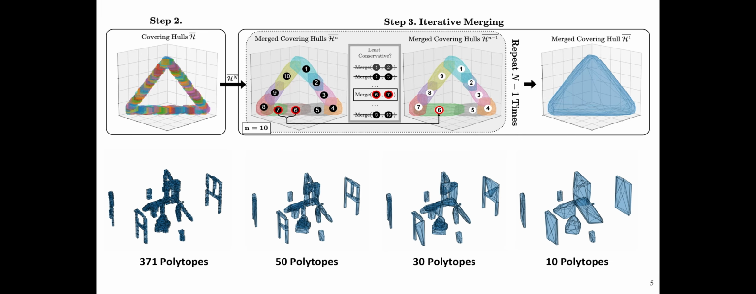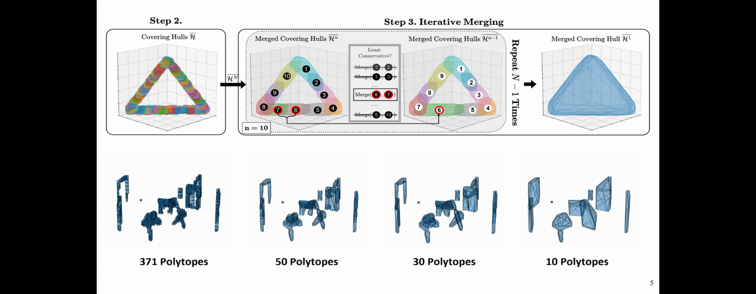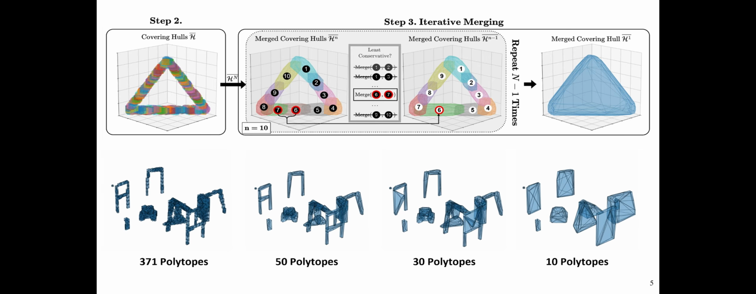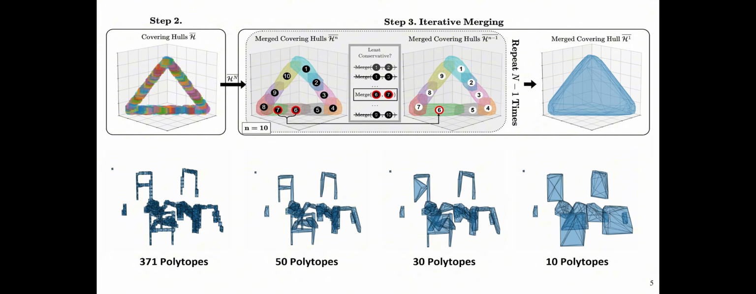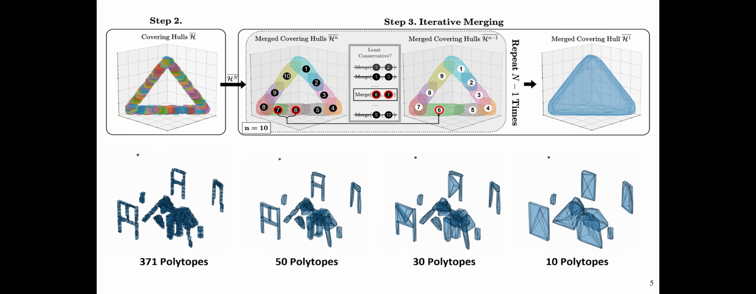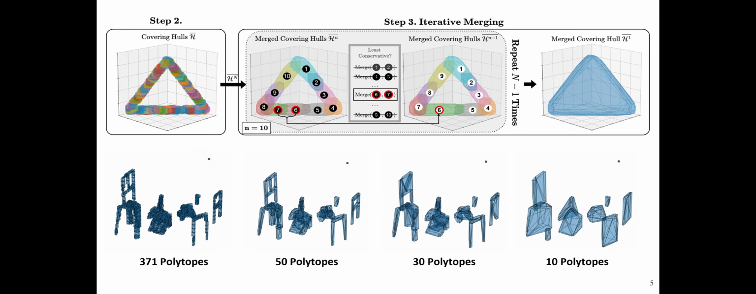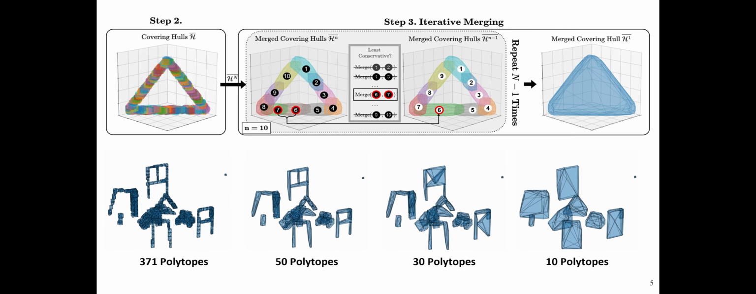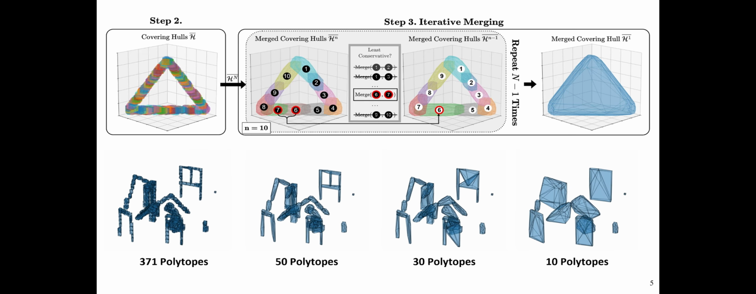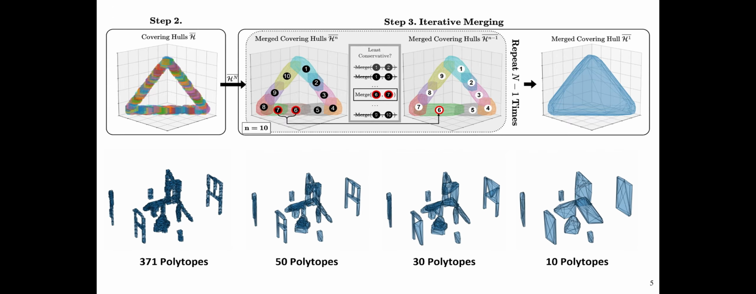Therefore, we further reduce the number of polytopes in this last step, where we iteratively merge convex hulls. In each iteration, we greedily select 2 polytopes whose convex hull contains the least amount of unoccupied space, and replace them with their convex hull, which reduces the number of polytopes by 1. This process is repeated until a desired number of polytopes is reached.